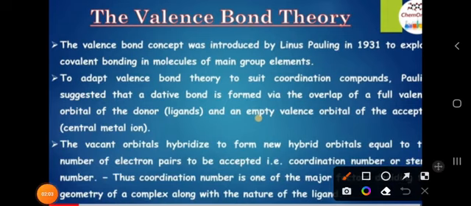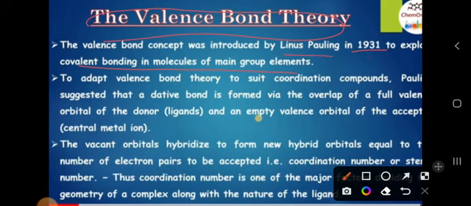This valence bond theory was introduced by Linus Pauling in 1931 to explain covalent bonding in molecules of main group elements. This theory mainly explains geometry, structure of the compound, magnetic properties and bonding. So these properties were explained by this valence bond theory. Who introduced this? Linus Pauling in 1931.